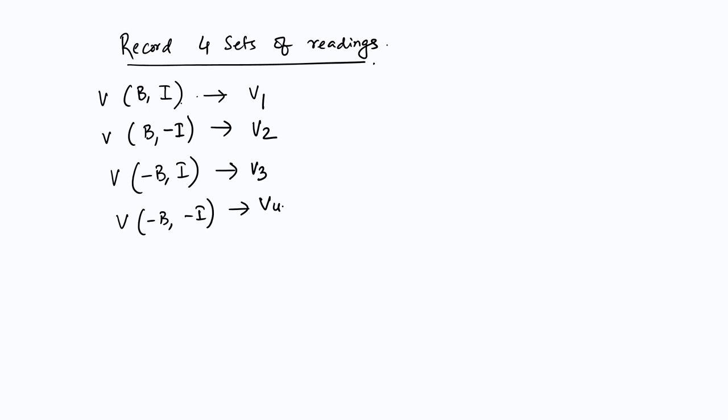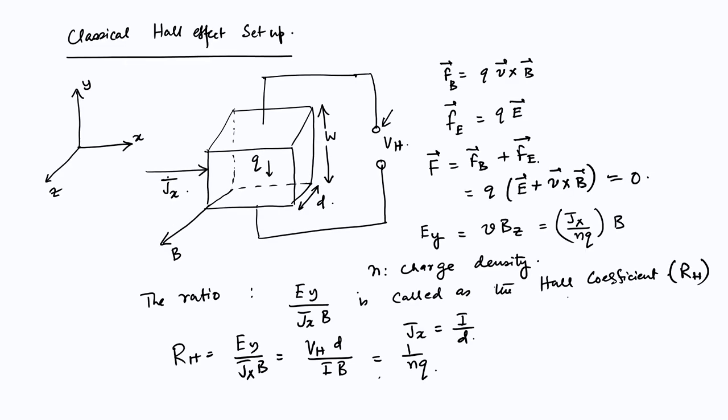Using this data that you have from the lab, your Hall voltage VH in terms of V1, V2, V3 and V4 can be written as V1 minus V2 minus V3 plus V4, divided by 4. This is the expression for the Hall voltage. Once you get it, you put it into the formula that has been discussed. You know the current and the dimensions of the system, D and I, and you also know the magnetic field, so you can get RH, which is nothing but 1 over nq.